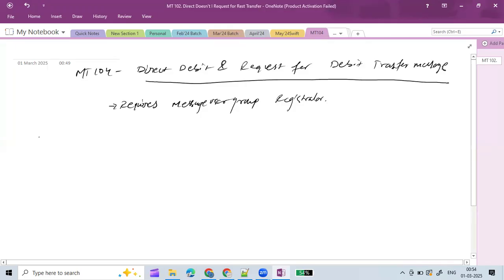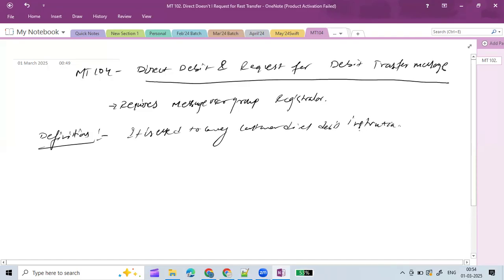So what exactly is MT104? From a definition point of view, it is used to convey the customer direct debit instruction, basically. It is used to convey customer direct debit instruction.